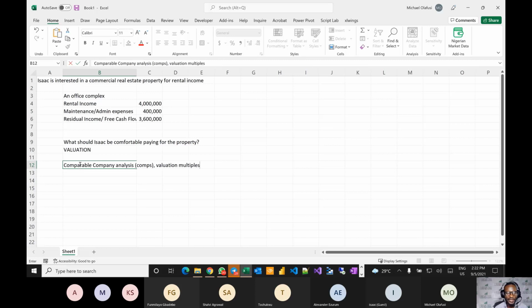So this is one way. We can decide to say, I want to use method 1. So I can call these valuation methods, the 2 most common valuation methods. Number 2 is the one we are doing right now, discounted cash flow.